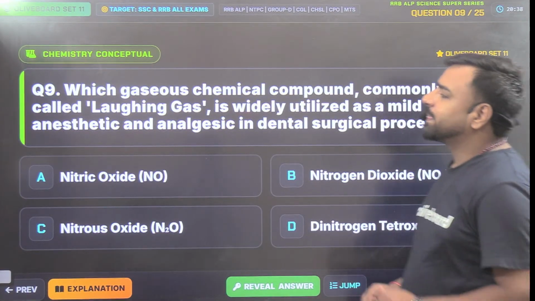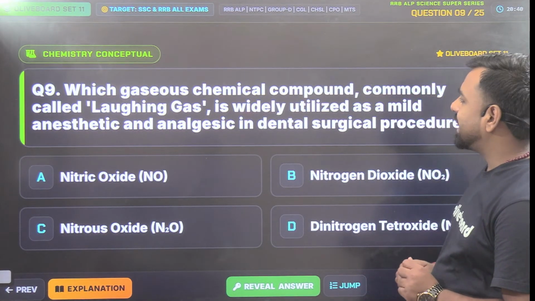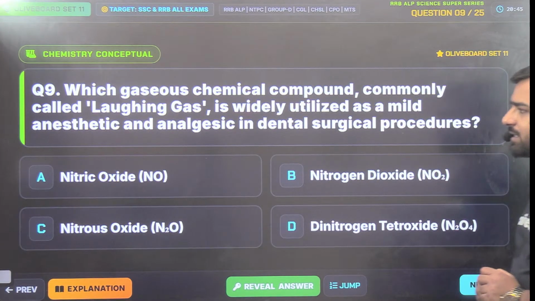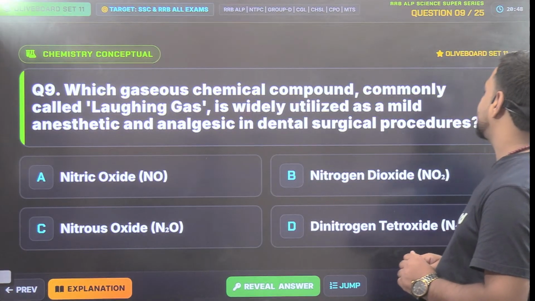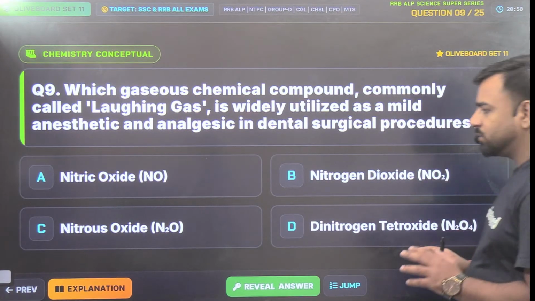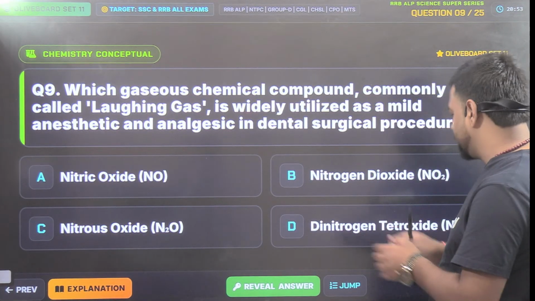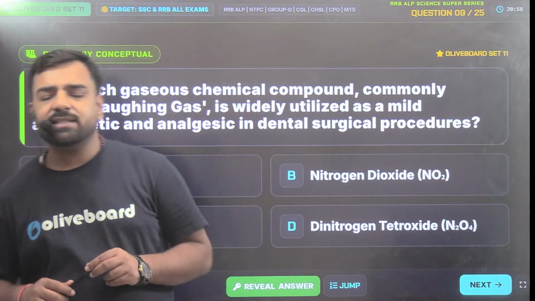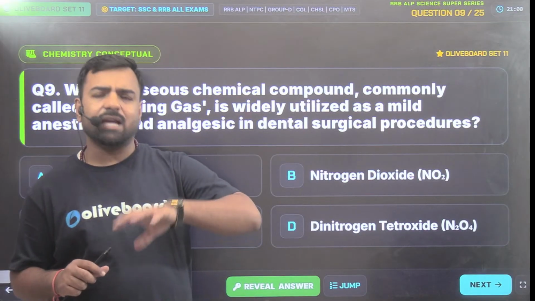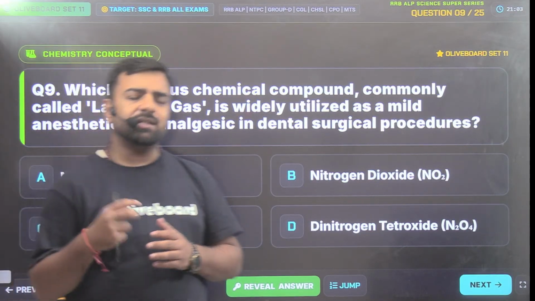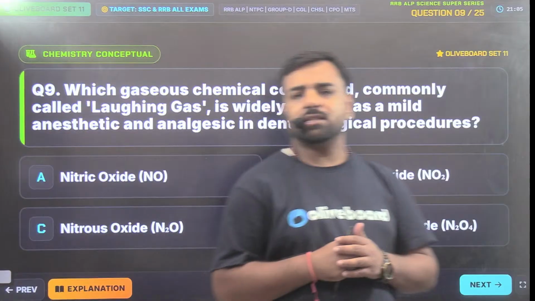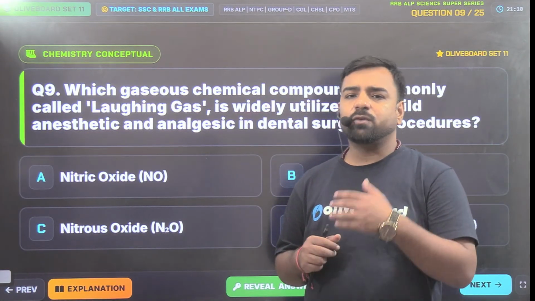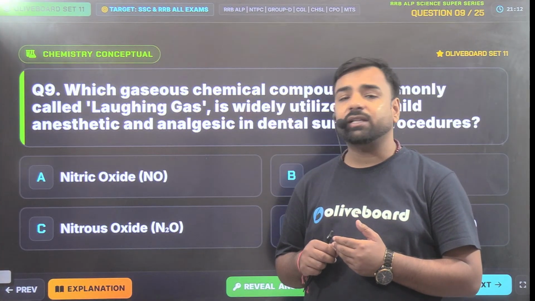Next, what is the question? The question is, which gaseous chemical compound commonly called laughing gas is widely utilized as a mild anesthetic and analgesic in dental surgical procedures? Is it NO, NO2, N2O, or N2O4? So first of all, what is anesthesia? Anesthesia is a type of medicine, a type of drug, which is used to make that area insensitive to pain. So for insensitivity to pain, we go with anesthesia.